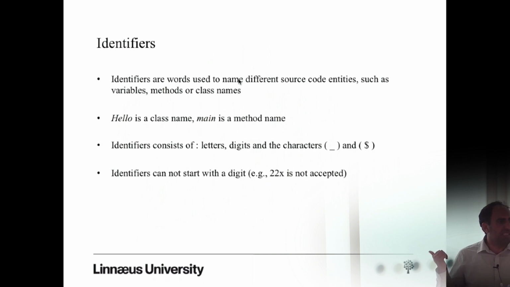We already talked about the identifiers. They are simply the labels, the words that are used to identify different entities, and those entities could be variables, methods in your programs. Okay. And even the class name is also an identifier, and package name is also an identifier. And there are some rules.